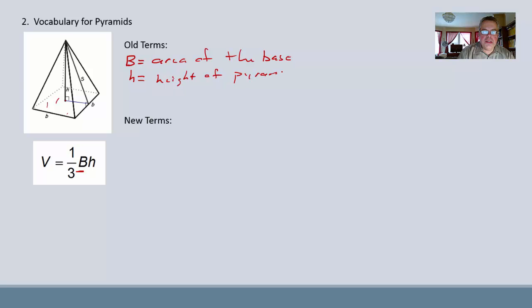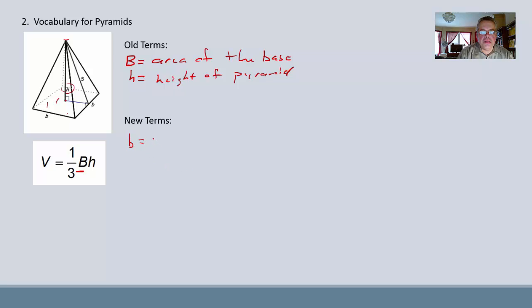And this is the height going straight up and down from what's called the apex of the pyramid, straight down to the ground. So that is the height. Now, there are two new terms we want to introduce. The first is lowercase b. Little b is the length of the side, especially if it's a square pyramid. So in this problem, we're going to be talking about a square pyramid.